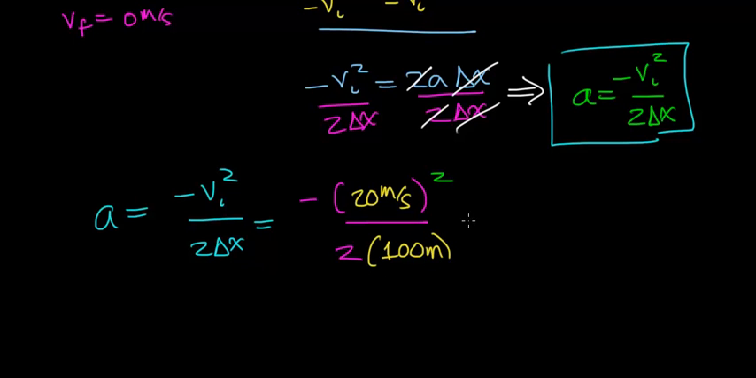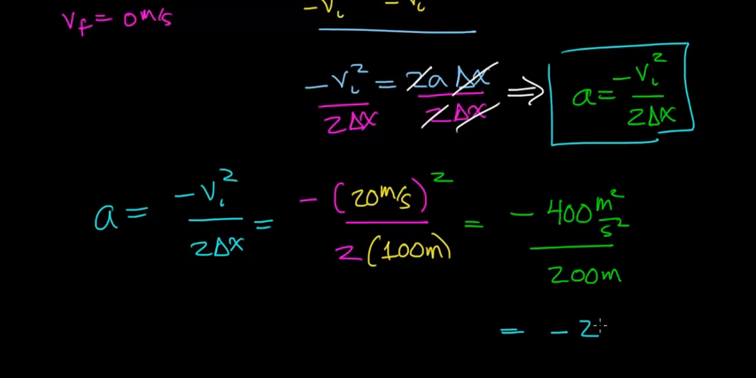100 meters. And when we do this out, you should get minus 400 meters squared per second squared divided by 2 times 100 meters, which would be 200 meters. And when you divide negative 400 meters squared per second squared by 200, you should get minus 2 meters per second squared. And that's going to be the acceleration of this car over that 100-meter distance.